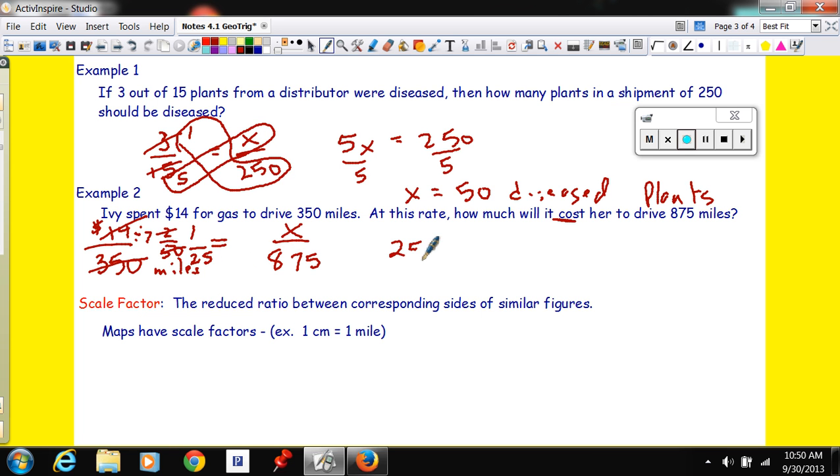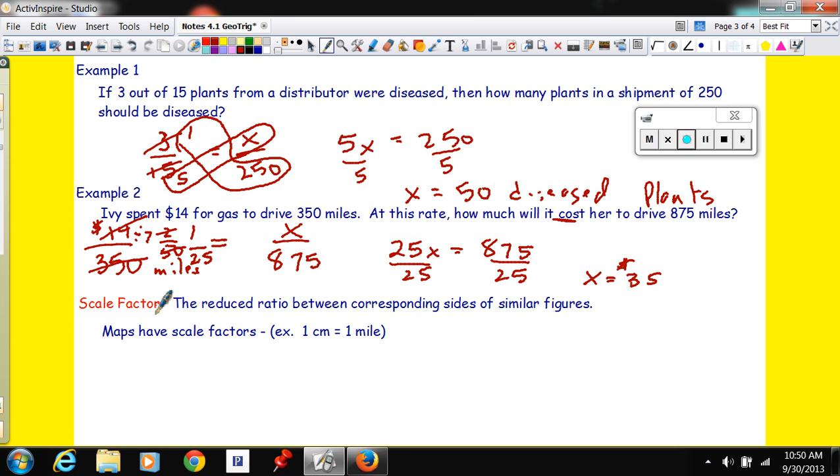So I'm going to multiply my diagonals. I'm going to get 25X equals 875. Divide by 25, and X would be $35. So $35 to go 875 miles would be pretty good.